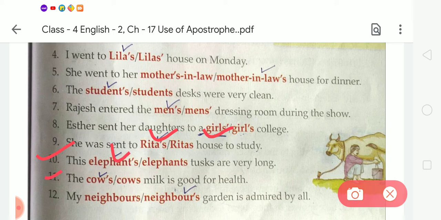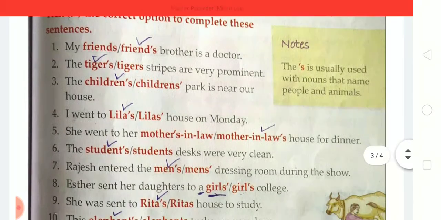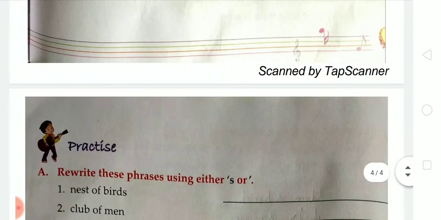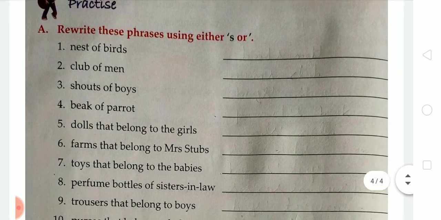Number 11. The cow's milk is good for health. Okay. Next, last, my neighbor's garden is admired by all. So we have to take the correct one. Okay, student. After doing this exercise, come to the next. In the next, there is a practice, so you have to practice these given exercises.